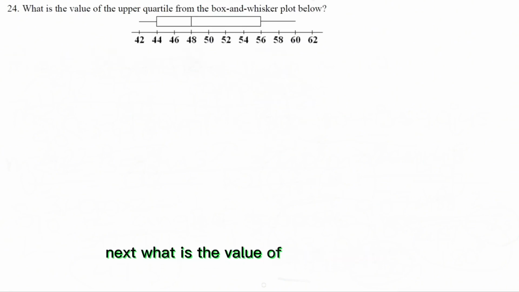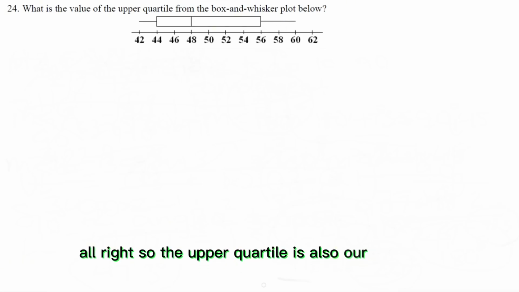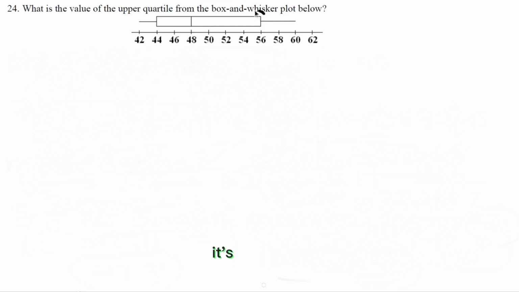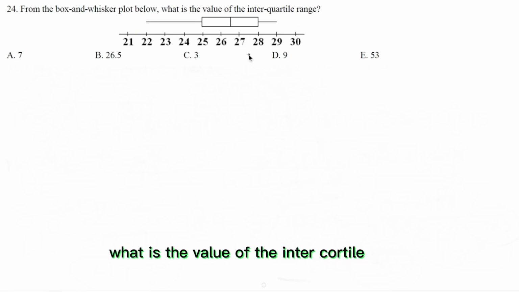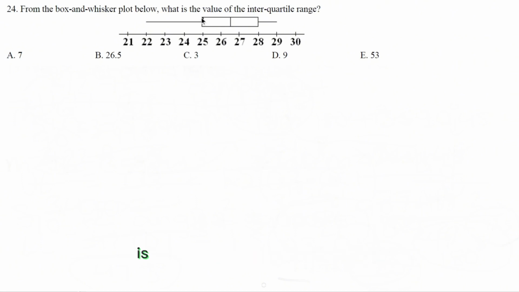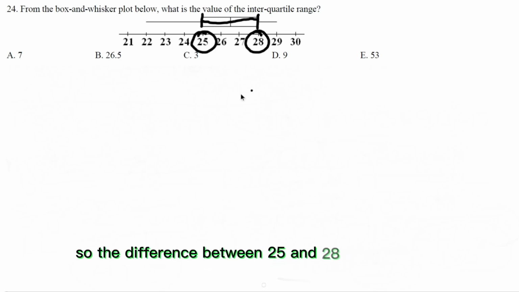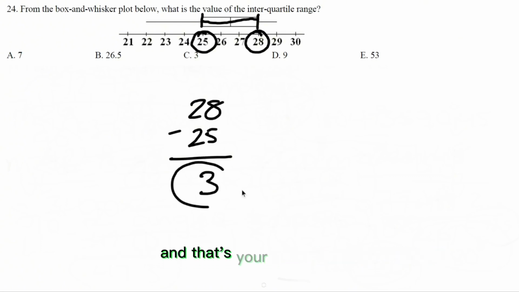Next, what is the value of the upper quartile from the Box and Whisker plot below? Alright, so the upper quartile is also our quartile 3, which is the third line. So in this case, it's right here, and that is 56, and that's your answer. Next, from the Box and Whisker plot below, what is the value of the interquartile range? So we know the interquartile range is the difference between quartile 1, or the lower quartile, and quartile 3, or the upper quartile. So the difference between here and here. So this number right here is 25, and this is 28. So the difference between 25 and 28 is just 28 minus 25, and that equals 3, and that's your answer.